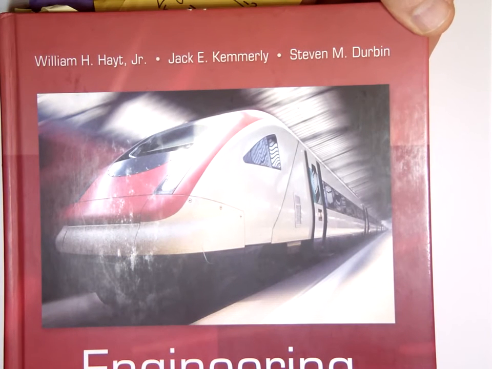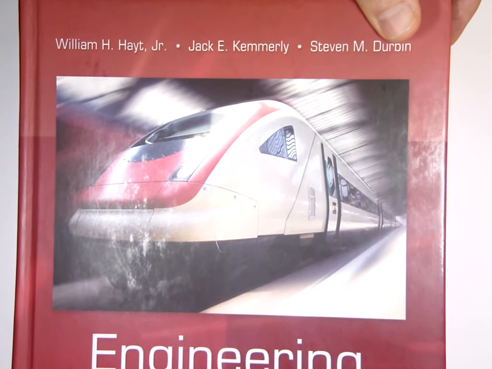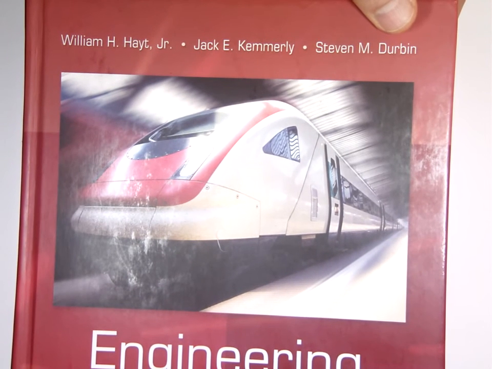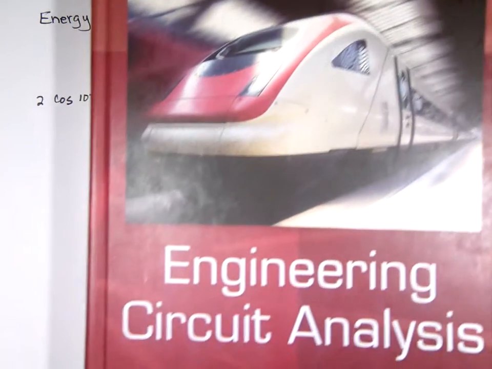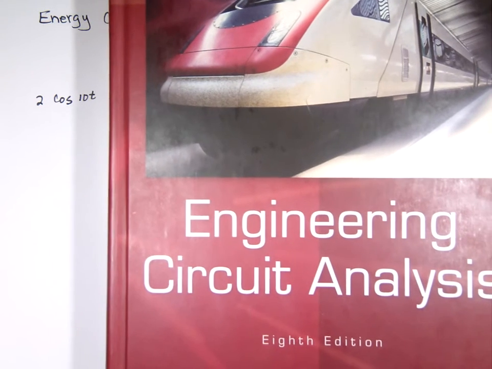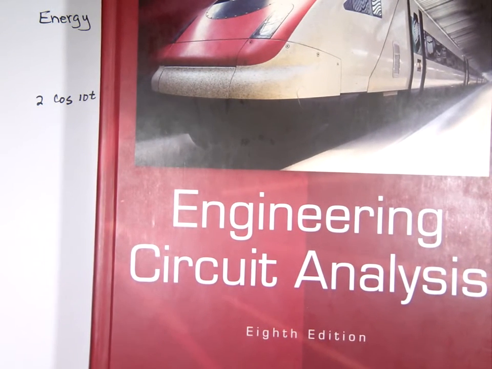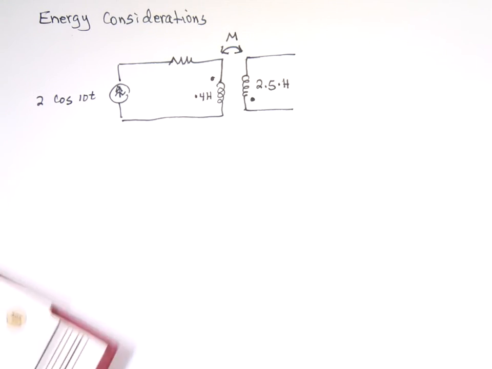For your family? Yep, for all the people been asking what book I'm using. This is the book: William H. Hayt Jr., Engineering Circuit Analysis. That's the 8th edition. I don't know if they have a newer one or not. So hopefully they answer all the emails I keep getting. What book are you using?